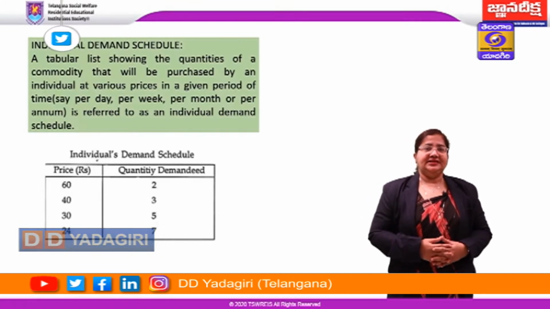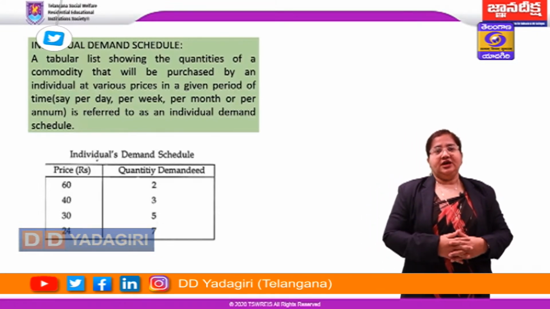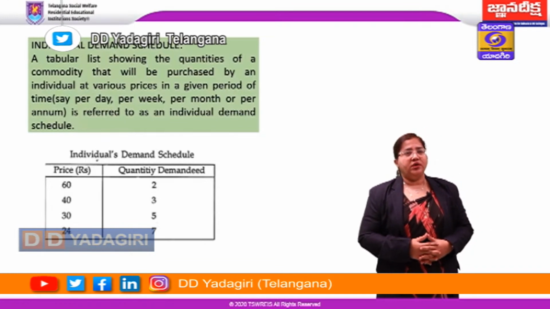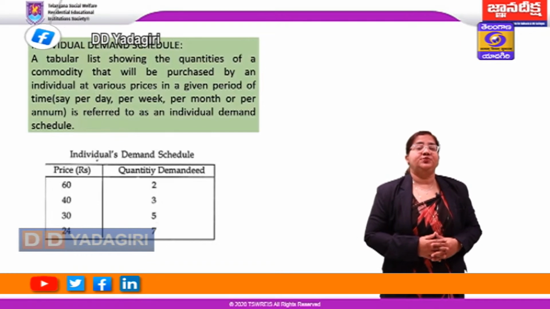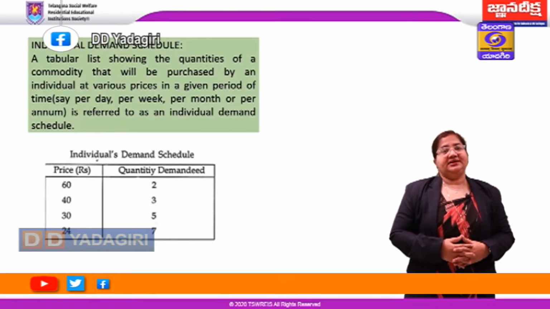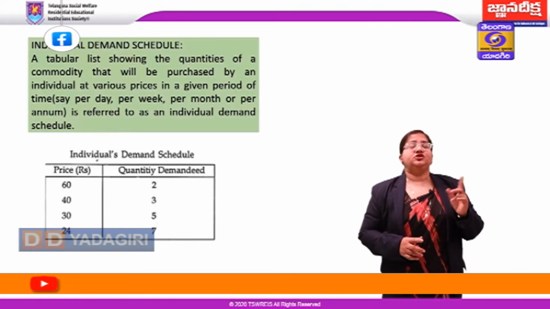It seeks to illustrate the principle that most of a commodity is demanded at a lower price than at a higher one. In fact, it shows an inverse relationship between the price and quantity demanded. So this is from the individual point of view.